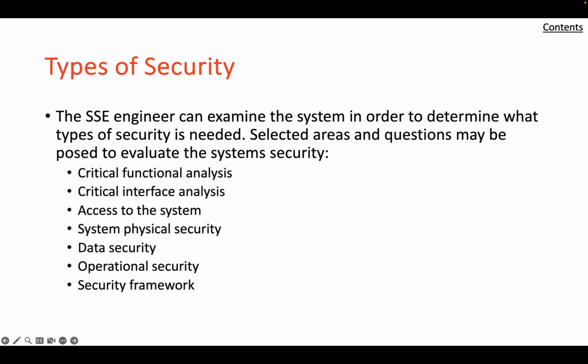Next, we have operational security. The system may have the best security practices, but letting someone discuss critical information to the outside world may nullify all the security available. Ensuring that only authorized users with a need to know will have access to the system's critical functions and operations.